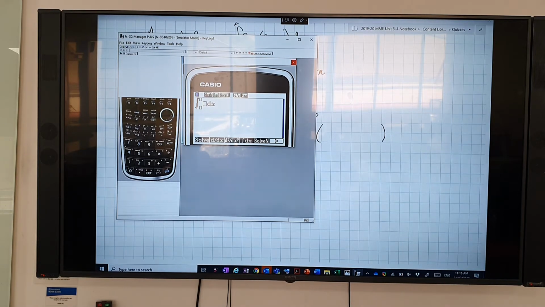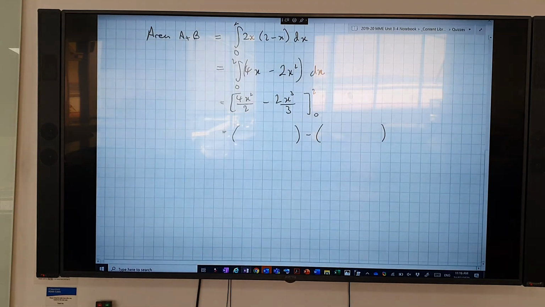So what was it, 2x brackets 2 minus x. I'm doing that because sometimes it won't like it like that. You might have to put brackets around it. You'll know if it's not working, it'll just say error. We'll change it from 0 to 2. And that did work. So if they did that, you're welcome to stay on the GC and do it. No need to do it my way if it's not a graphical one.